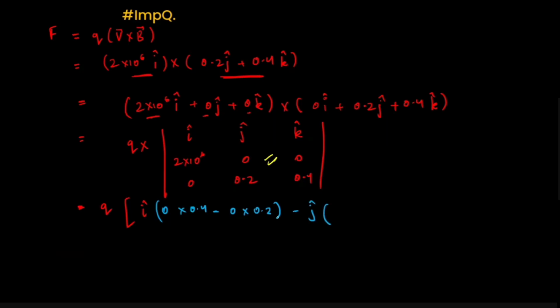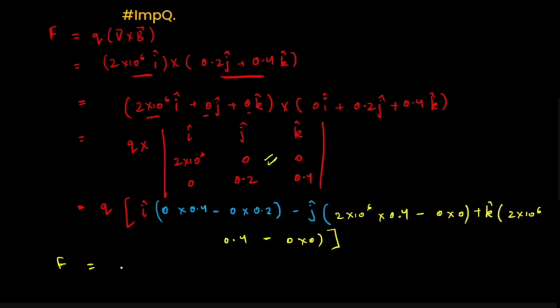Minus j cap. Again we do the same: leave this row, leave this column, and write these four as cross multipliers. So we write it as 2 times 10 to the power 6 times 0.4 minus 0 times 0. Plus k cap, and it should be 2 times 10 to the power 6 times 0.2 minus 0 times 0. Once we solve this, we'll get the value of force in vector form.